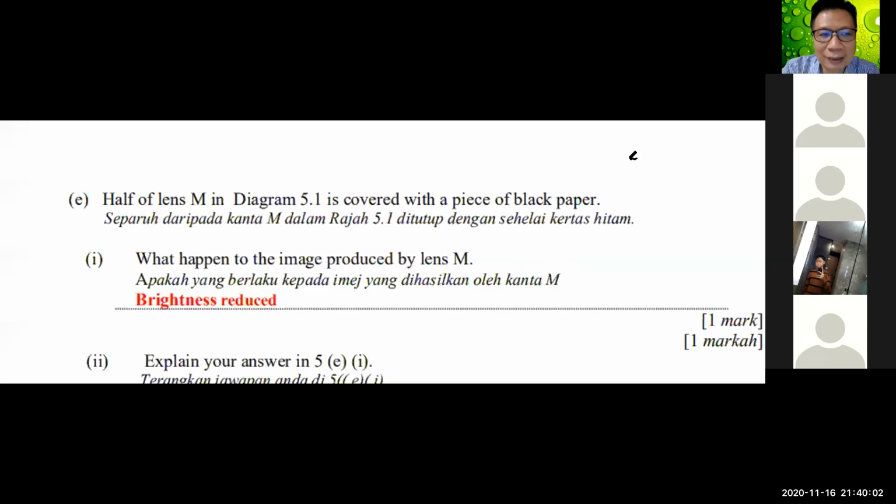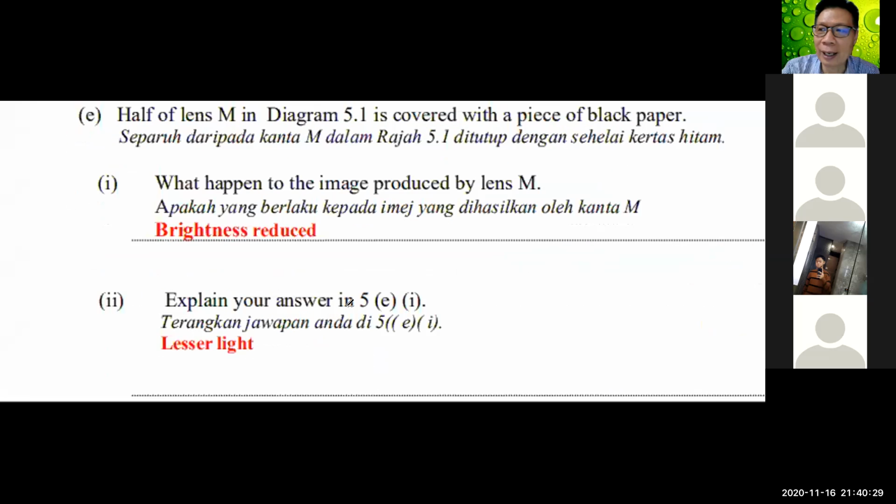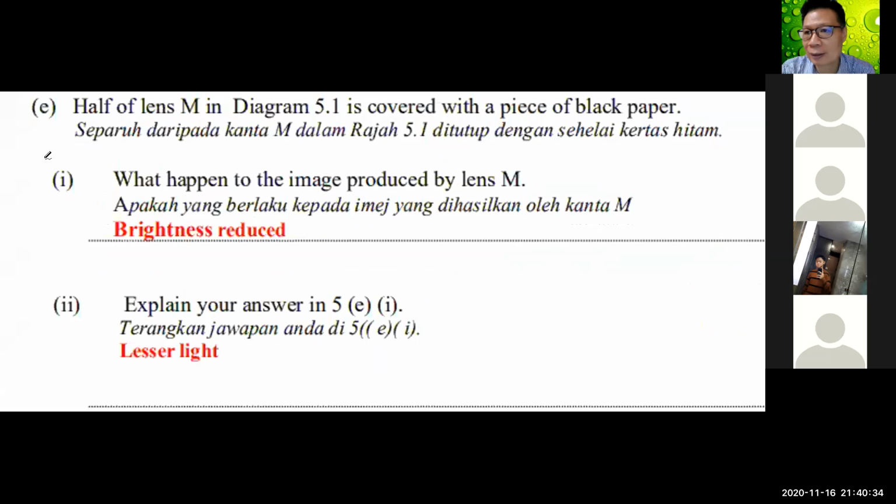Sherry's says light only comes in from one direction. Yes, correct. Light coming from one part, another part no light, isn't it? Only half the light, the other half no light. So what happened? The brightness reduced. The reason is lesser light. Because the image is formed by lesser light. If only half the light goes in, of course it becomes dimmer.